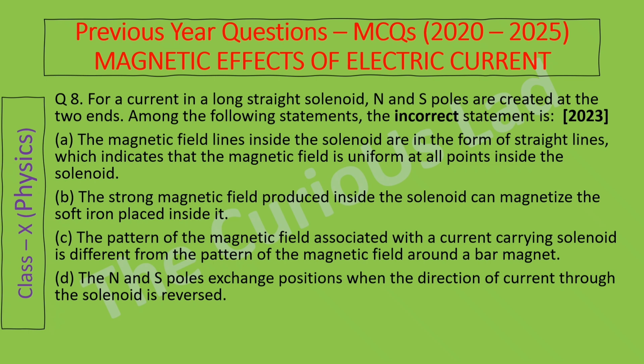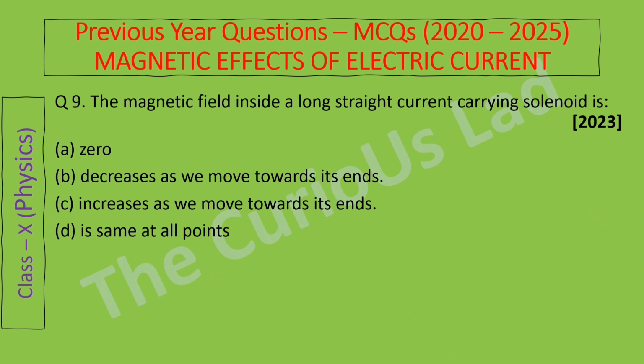And the correct answer is option C. The pattern of the magnetic field associated with a current-carrying solenoid is different from the pattern of the magnetic field around a bar magnet. Next question, ninth question.